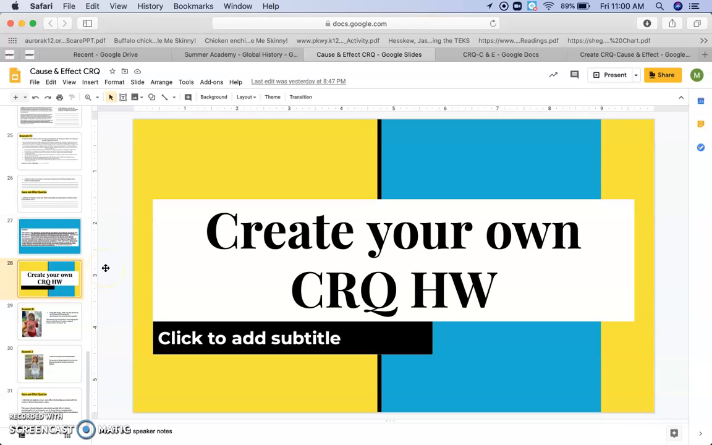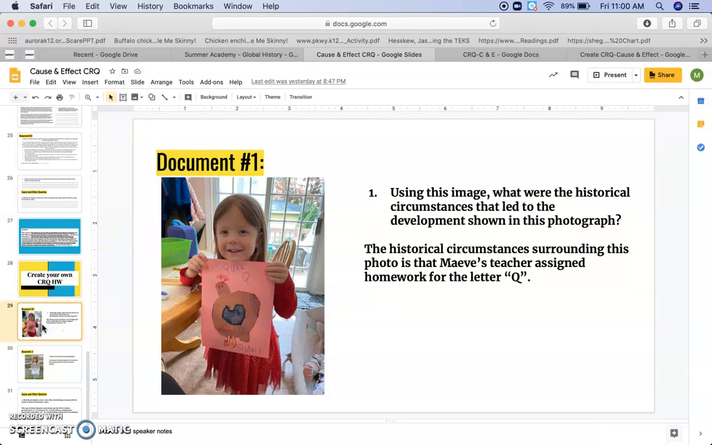So let me show you an example of one so that it kind of helps you with this. So I did one again on my daughter. I tried to keep the theme similar so you understand that it can be personal. What you're doing can be personal. It does not have to be historical, and you can have fun with it. So here's my daughter Maeve again. And my first document is her holding up a picture of her homework, right?